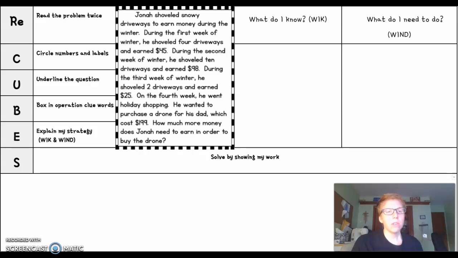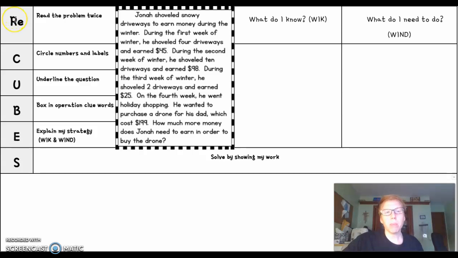All right, in front of us we have a word problem, and this word problem is actually a two-step word problem, which means we are going to do some addition and subtraction, or multiplication and division. It changes from word problem to word problem. When you do a multi-step word problem, you're doing more than one math operation in it. But before we do the word problem, we're going to go over the ReCubes word problem strategy.